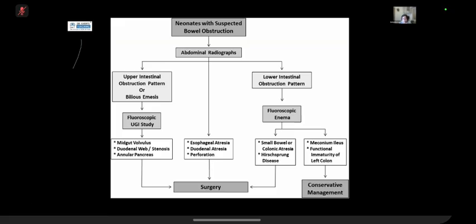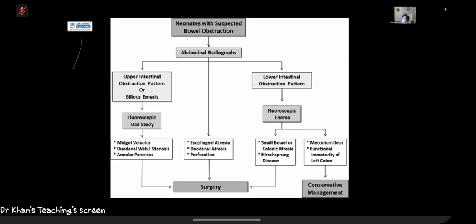And what you're looking for is small bowel or colonic atresia, as evidenced by some form of microcolon distally, Hirschsprung's disease, so the reverse of your rectosigmoid junction, which we will see later. And of course, whether you're thinking, is this something more like a meconium plug syndrome or meconium ileus, which can be managed conservatively.